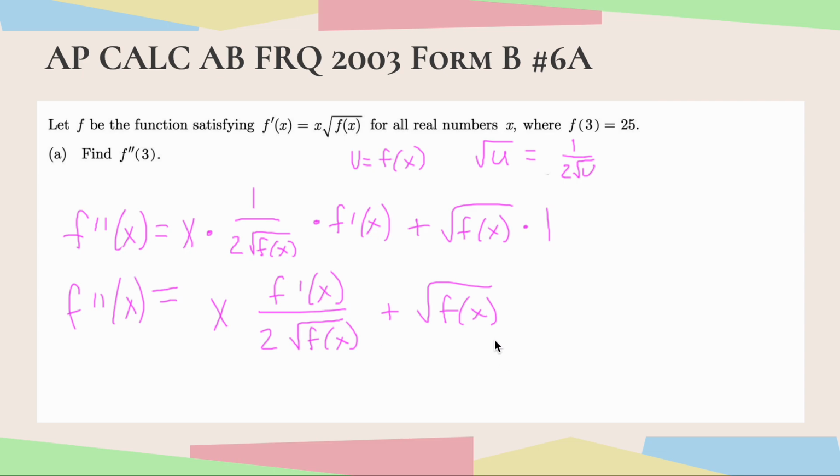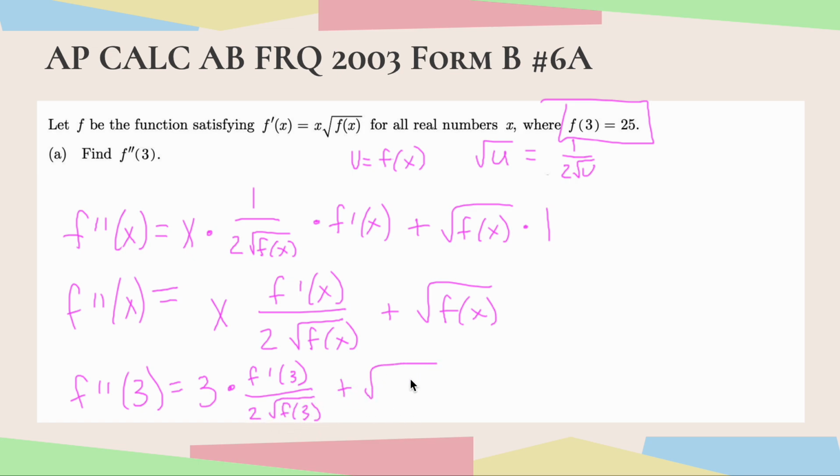Now, when I think about what I'm looking for, f double prime of 3, I can't forget the given, which is that f of 3 equals 25. So now let's plug in those values so that we can actually evaluate. So f double prime of 3 is going to equal, my x is just 3, so 3 times f prime of 3 over 2 times the square root of f of 3, plus the square root of f of 3.